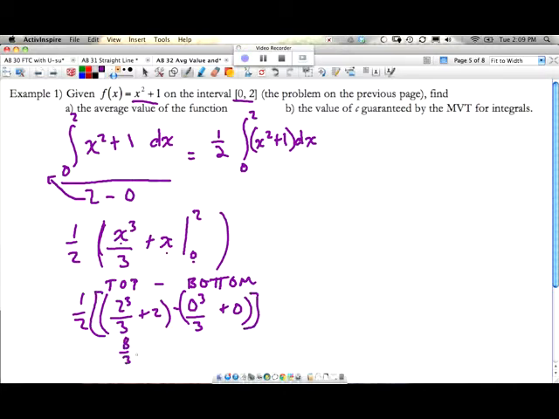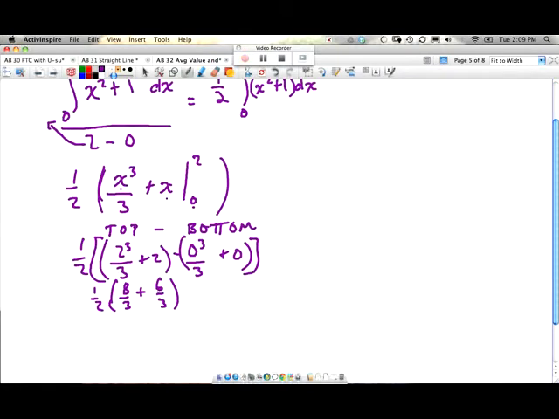So 2 cubed over 3, that's 8/3, plus 2, which is really 6/3. But then we're going to multiply that by 1/2. Keep on working our way here. 8/3 plus 6/3 gives us 14/3, times 1/2 is really 14 over 6, or even more simply, 7 over 3. Okay, so this is our average value.